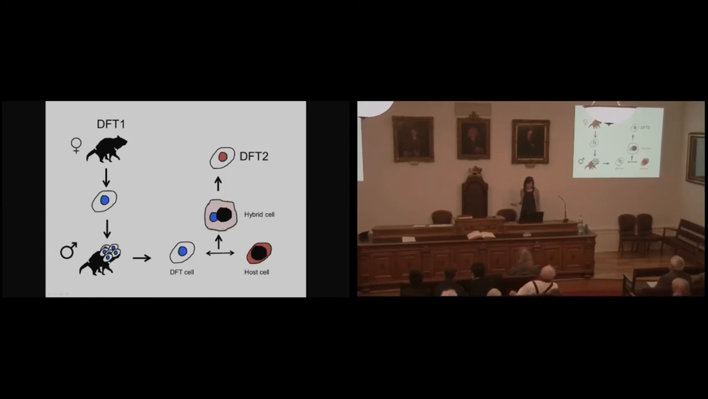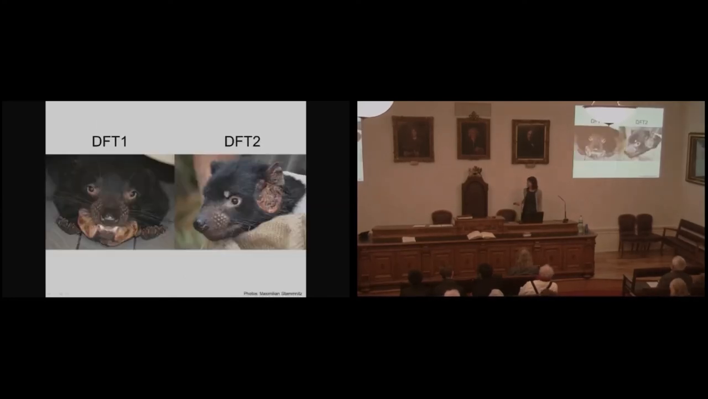I have to say that when we first discovered DFT2, about 18 months ago, I thought that this was probably the more likely option, simply because it just seemed extraordinarily unlikely that two transmissible cancers would arise independently. But we now think that this is probably unlikely, and we believe that they are actually two different transmissible cancers which have emerged independently. So what are the implications of this for Tasmanian devils?